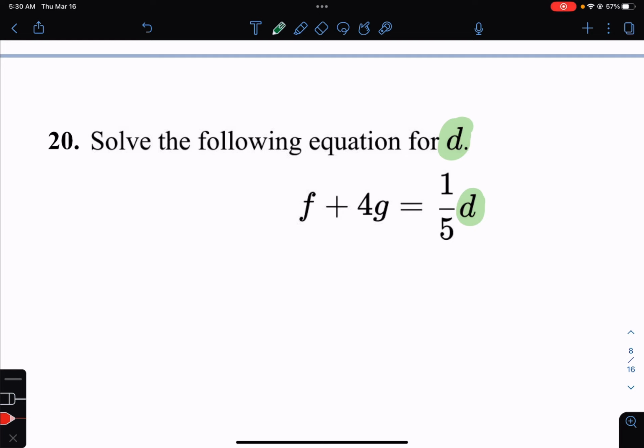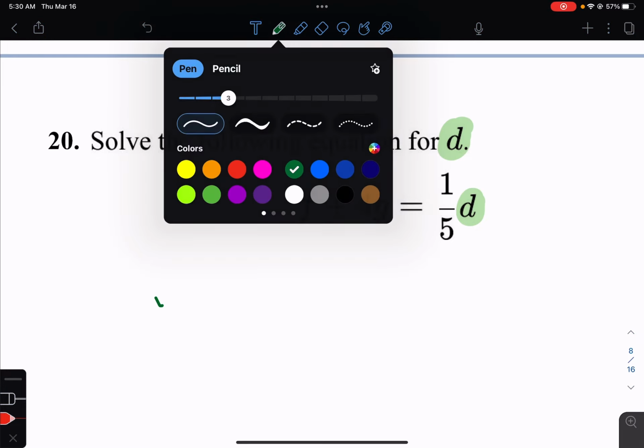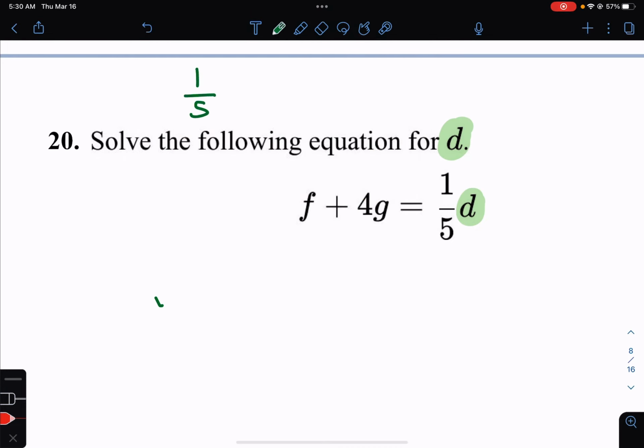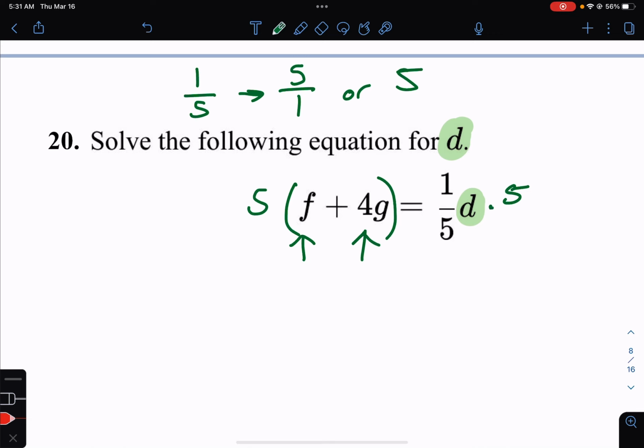Now, what is a reciprocal? Oh, wow, that is bigger than I had anticipated. There we go. The reciprocal of 1/5 would be 5/1, or just 5. Okay. A reciprocal comes from just flipping the fraction. So we're going to go ahead and multiply both sides by 5. Now, when you do this, if you have multiple terms, and this is multiple terms, we have an f term and a 4g term here, you want to make sure that you put parentheses around it.